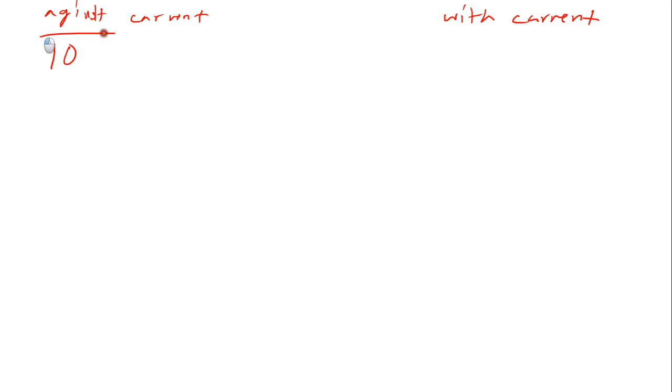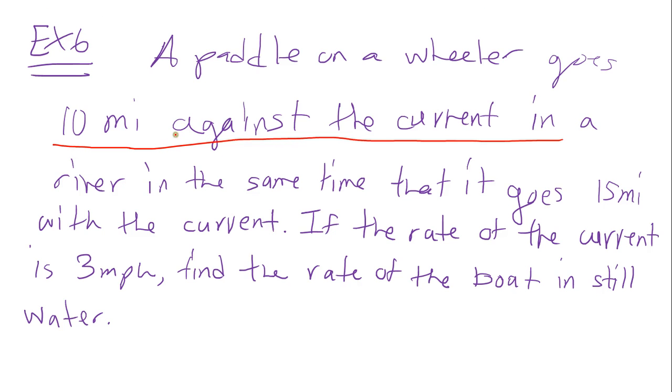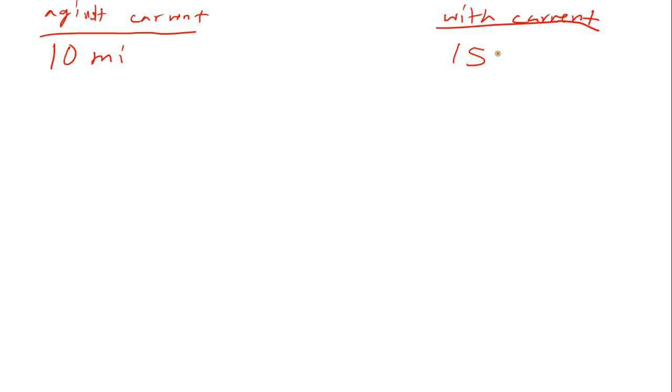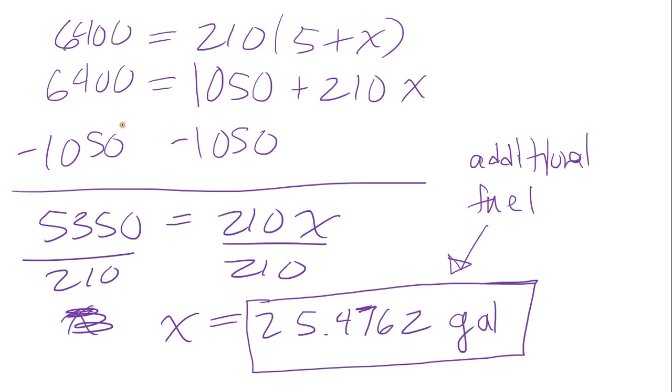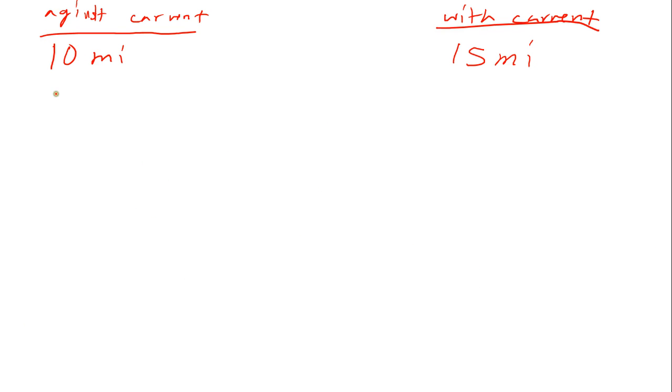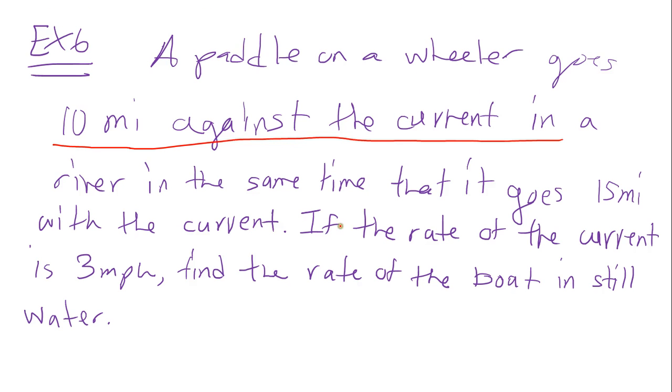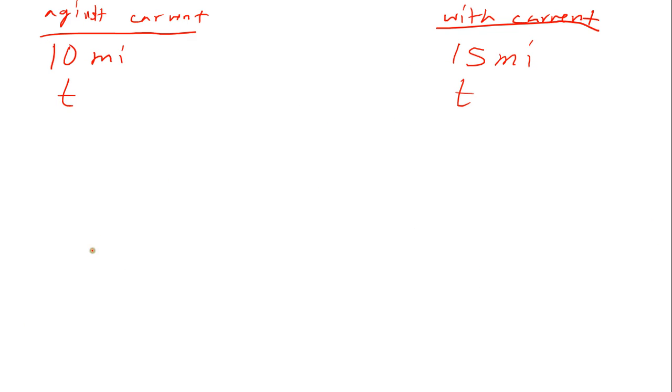Okay, so we got against current, and we got with current. Let's keep these two separated. So we got 10 miles against current in a river, the same time it takes to go 15 miles with current. We don't know the time, but we know the time is the same for each case. They tell us that the rate of the current is 3 miles per hour.